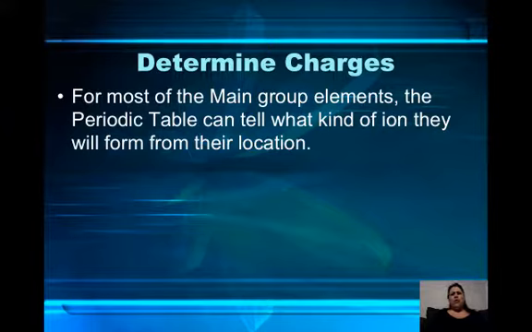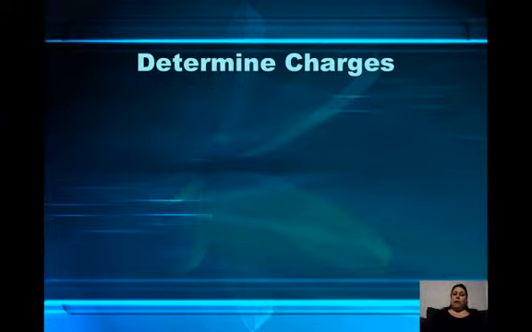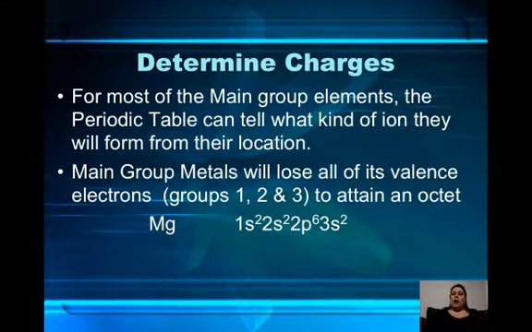So, how do we determine those charges? Well, for most of the main group elements, and you'll remember that they're the s block and p block elements on your periodic table, the periodic table helps us know what kind of ions they will form based on their location. So you know that metals are going to lose electrons to form cations.